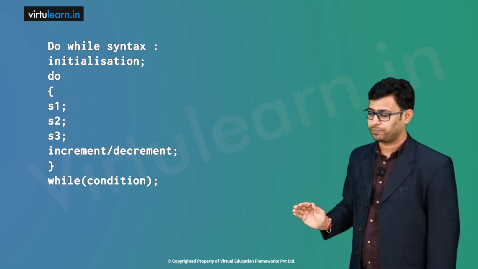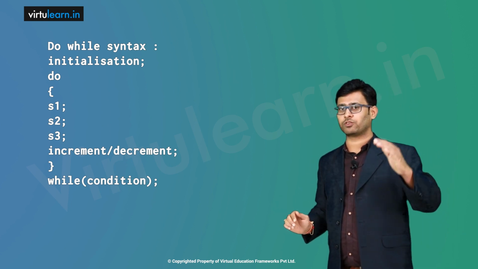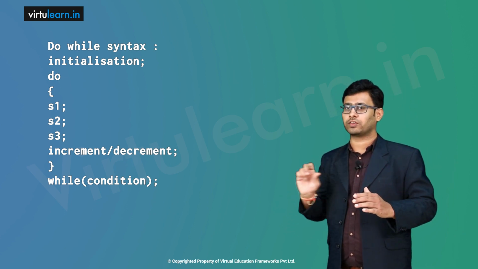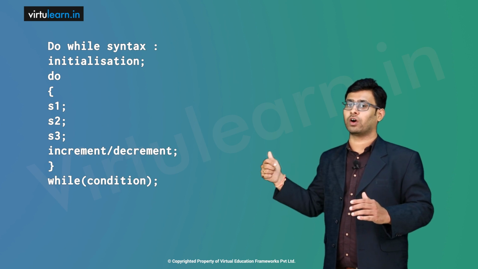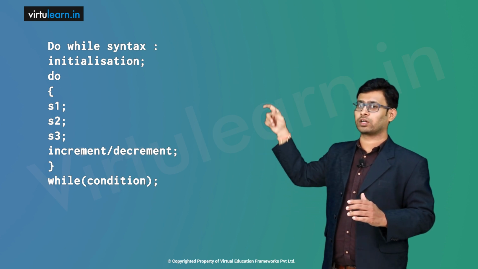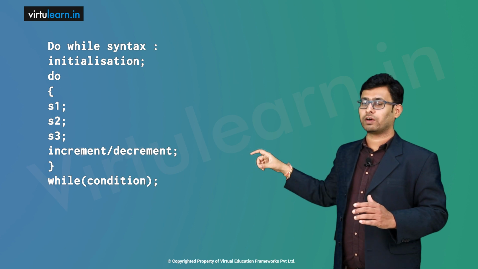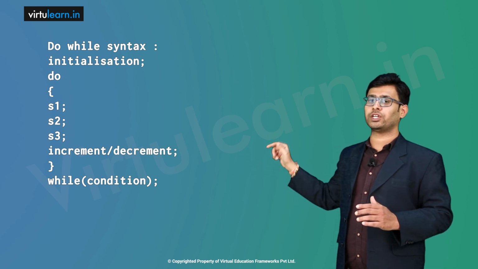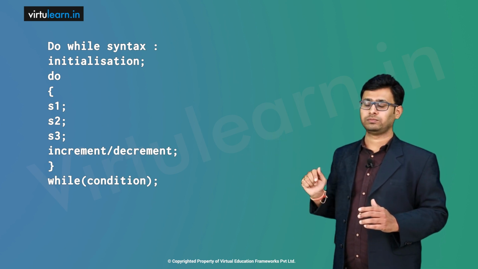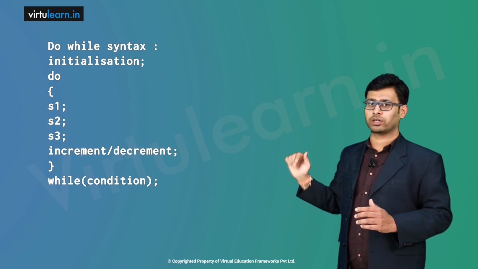Please do remember, till now whatever the statements we have seen, I didn't specify anywhere that we need to use a semicolon. But here, as part of do while, whenever we are closing the while loop, we need to end with a semicolon. This is how do while works.